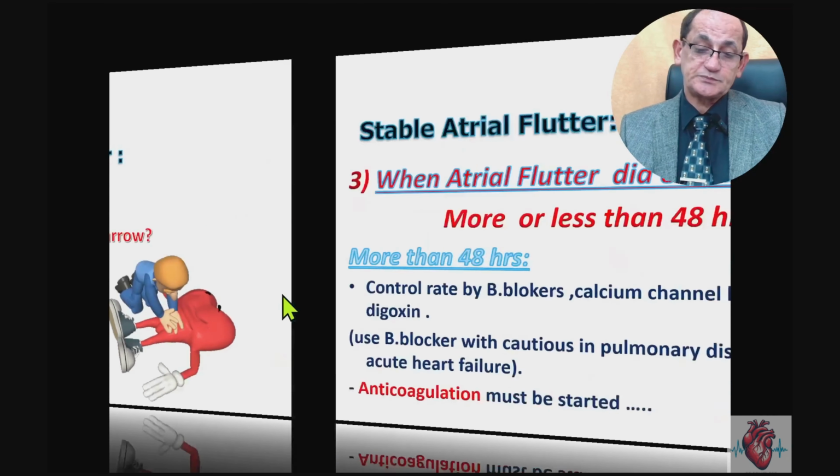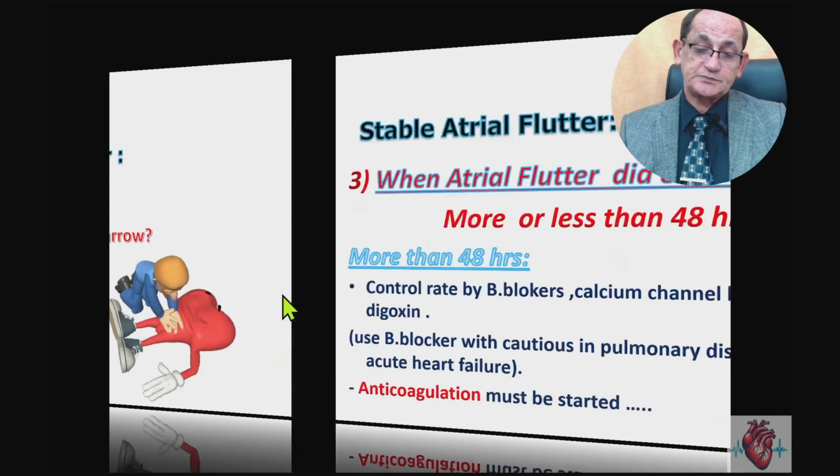More than 48 hours, you must control rate by beta blocker, calcium channel blocker, or digoxin. Use beta blocker with caution in case of pulmonary disease and acute heart failure, and anticoagulation must be started if the duration is more than 48 hours. But if the duration is less than 48 hours and the patient is stable and you must be sure about this duration, you can use cardioversion either chemical or electrical as we mentioned before.